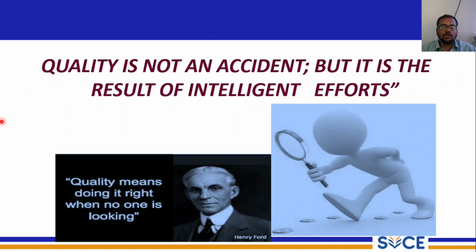What is quality? As said by Henry Ford, one of the famous people who revolutionized the concept of industrial engineering, quality is not an accident, but it is the result of intelligent efforts. So put together, quality is conformance to the requirement. The requirements may differ from one person to another. So depending upon what the customer requirement is, if you are able to meet that requirement, you say that the product is of good quality.